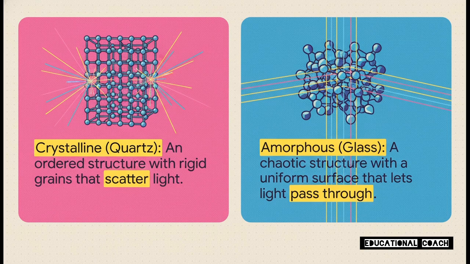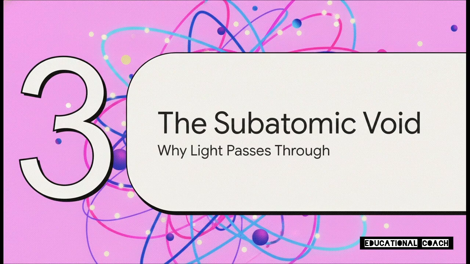But here's the thing. Solving the scattering problem, that's only half the story. Yeah, a smooth surface explains why light doesn't bounce off in all directions. But it doesn't explain why the light isn't just stopped, absorbed, like it is with a block of wood or a piece of metal. For that, we have to go deeper. I'm talking way, way in, down to the subatomic level.